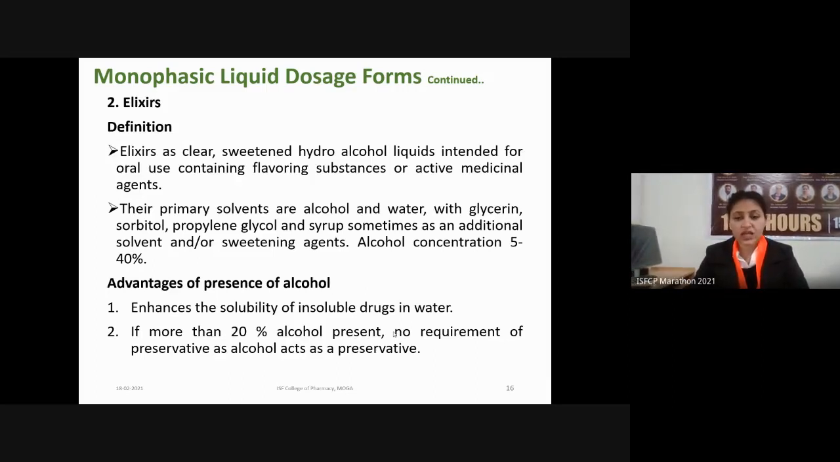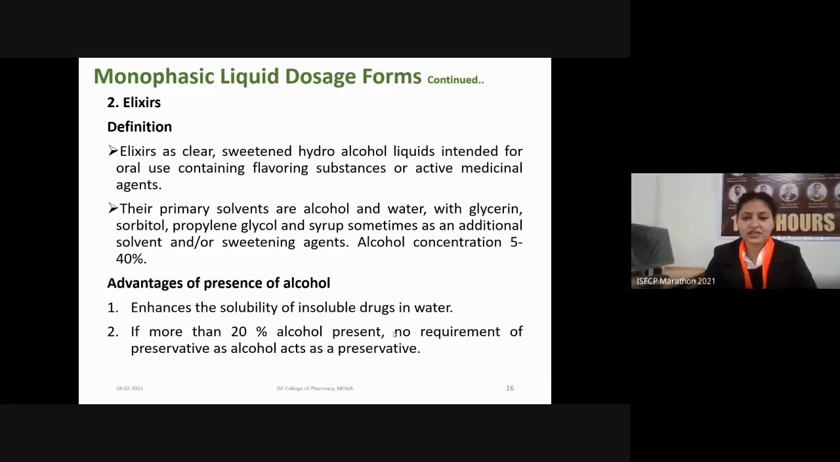The concentration of the alcohol that we use in the elixirs is around 5 to 40%. Though elixirs are somewhat similar to syrup, they are less sweet than syrup. They are clear solutions, and in elixirs we also use alcoholic liquids. And the concentration of the alcohol in the elixirs is around 1 to 40%.